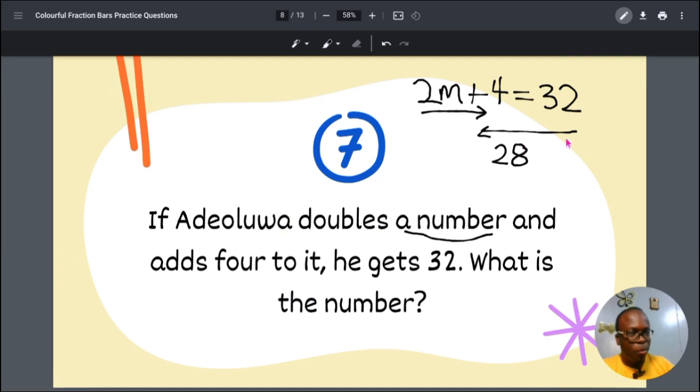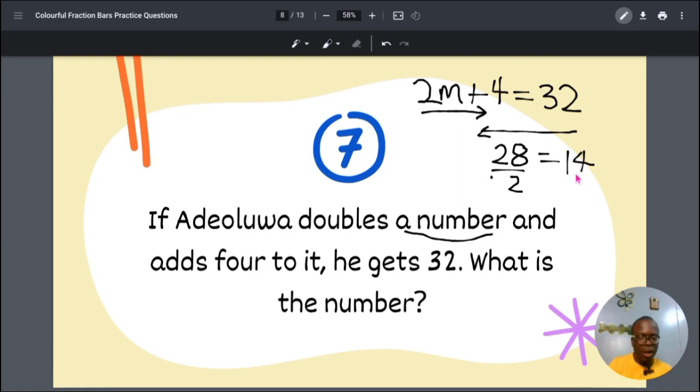Did you see? So I'm moving backwards. So I took 4 away from 32. I added when I was moving forward, so going backwards, I would take away 4 from 32. That gives me 28. And what I did here was 2 times this number. So I'm moving backwards now, I'm going to have to do a division. So I'll divide this by 2. So that will give me a 14. So that means my number is 14.